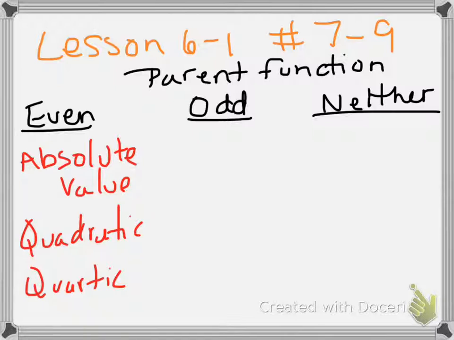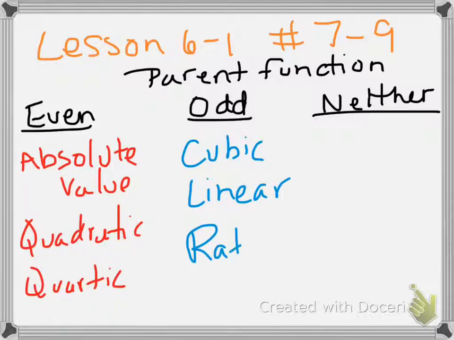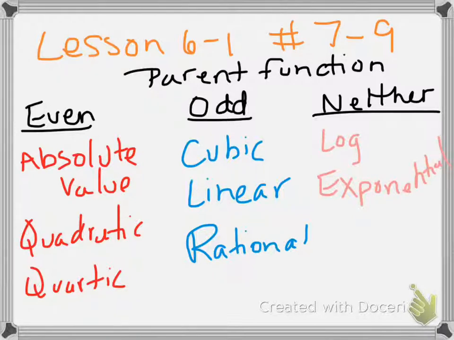Our odd parent functions are going to have a point of symmetry at the origin, so that's going to be cubic, linear, and rational. And then the 3 remaining ones that we haven't talked about yet that don't have any symmetry are going to be logarithmic, exponential, and square root. So make sure you put that on the side of your page so that you have a reference to it.